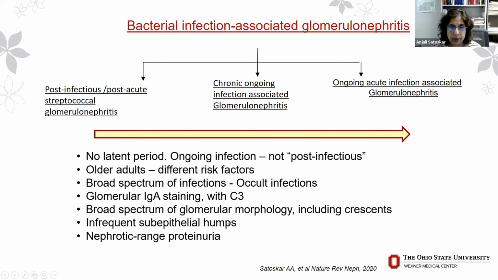You also see the glomerular morphology itself can show a very broad spectrum, right? From mild mesangial hypercellularity to diffuse exudative proliferative lesions and crescents. Subepithelial humps, which are so pathognomonic in post-strep, are seen less frequently in staph-associated or other ongoing IRGNs. Just maybe about 10 to 15% of the cases will show humps. If they're there, they're useful, but if they're not, you cannot exclude the diagnosis.